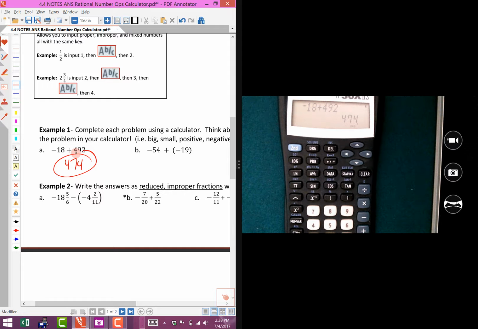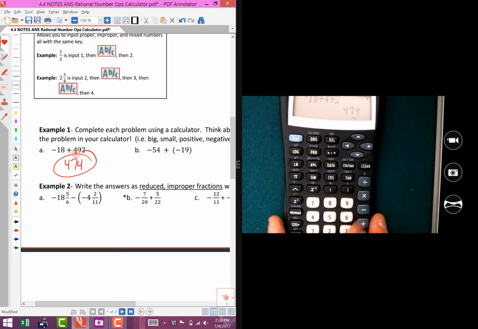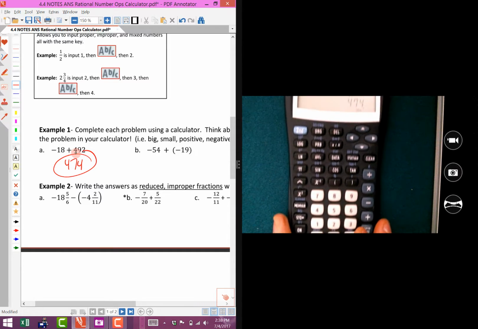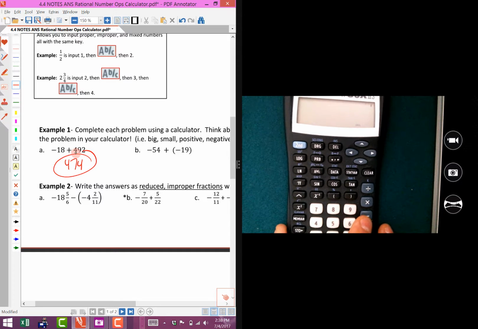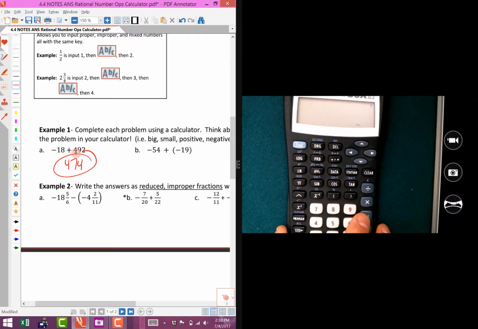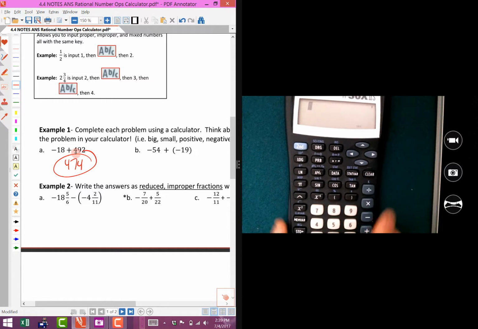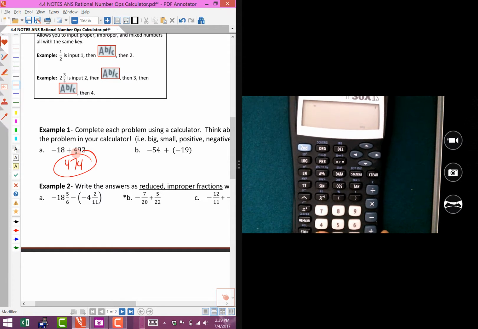Okay, I told you I'd show you how to put this in the wrong way. I'm going to use the minus key rather than the negative key to put this in, and I'll show you what the calculator does. So I'm going to clear this off. I'm going to hit the minus button. Whoops. I wonder if it will let me do that. Yeah, I guess it won't. So that's a good hint right there that we're making a mistake. So if I put the negative key, it puts that there, and then there's my 18, and then plus 492.